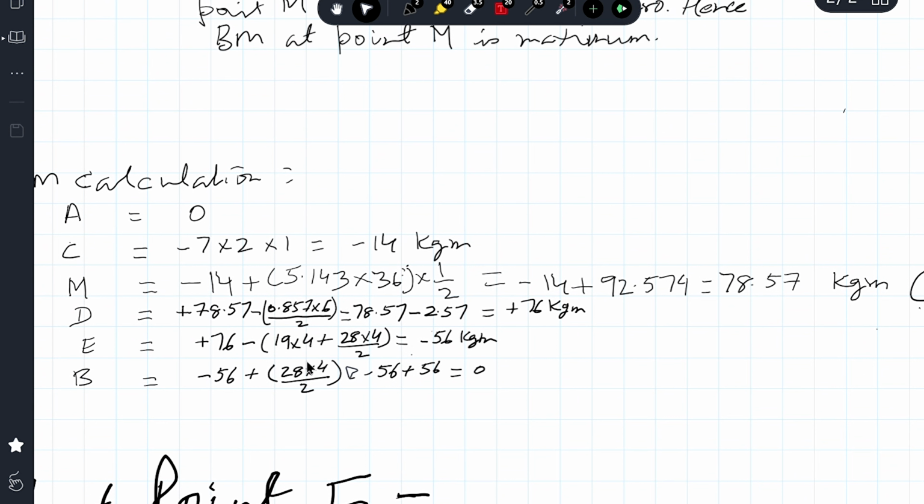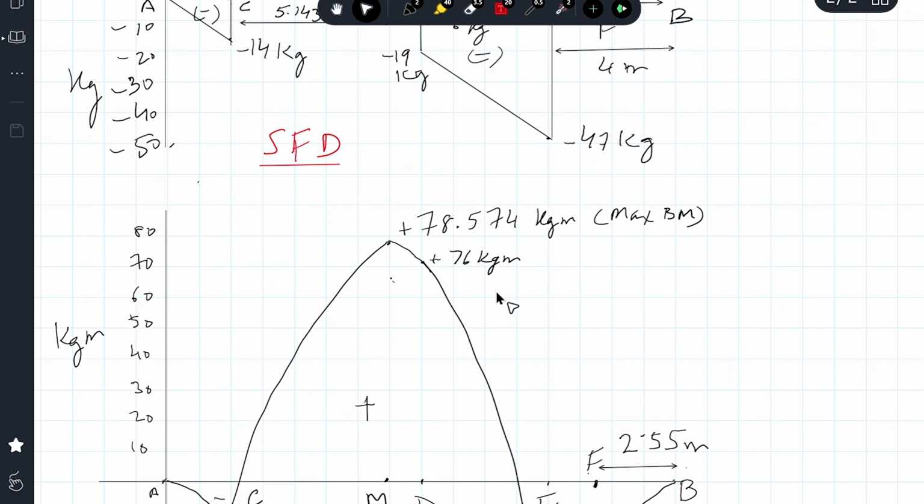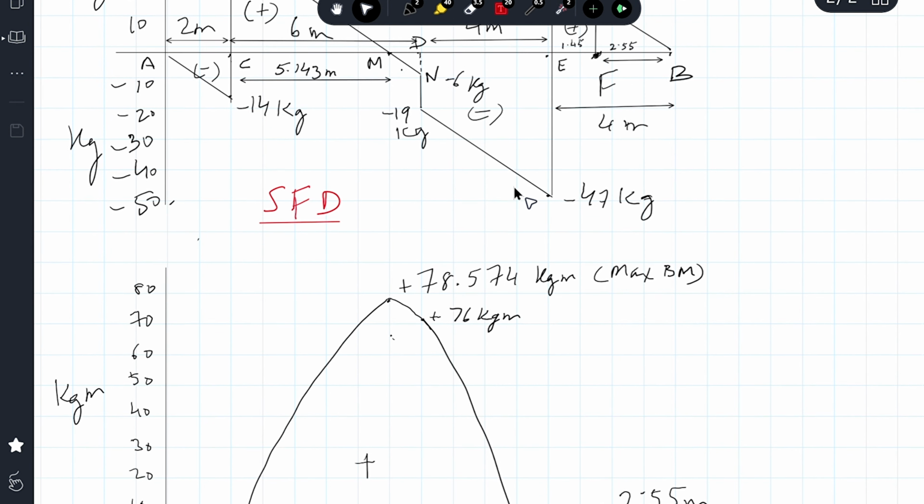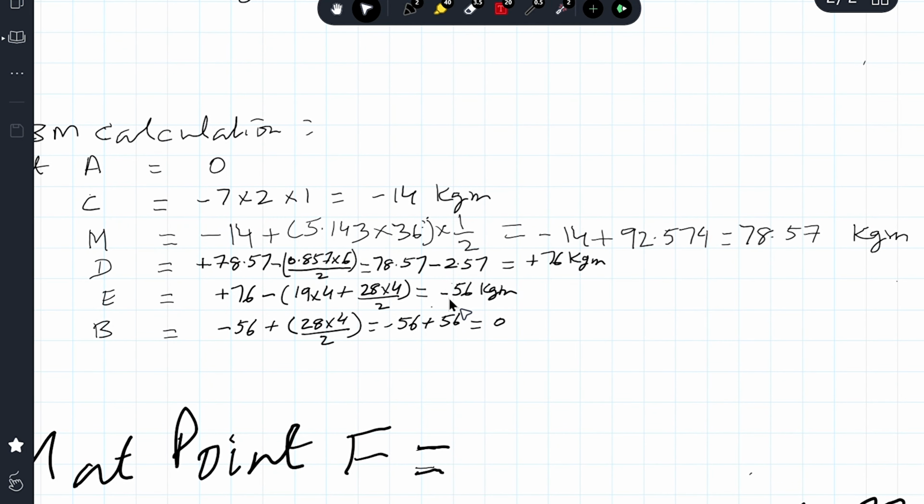Okay, so plus 76 was up to point D, and minus that small rectangle, which was 19 into 4, and that triangle 28 into 4 upon 2. Sorry, 4 is the base, and how do we get 28? Because the full height of this line from E downward is 47, and up to here it is 19. So 47 minus 19 will be the height of this triangle, which is below this rectangle here. So rectangle plus triangle, bending moment at E comes out to be minus 56 kg meter.